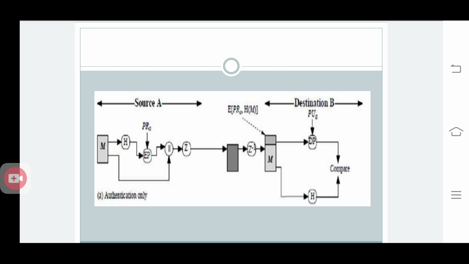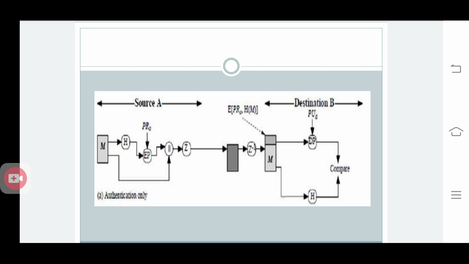After that, you perform a Z function. What is actually the Z function? It is the compression function in PGP, the zip function. Clear? Then this compressed format is transmitted over the medium. After reaching the receiver site, it is in a compressed format, so we have to decompress it. Z inverse represents decompression. After decompression, you get the message attached with the encrypted format of the hash code.